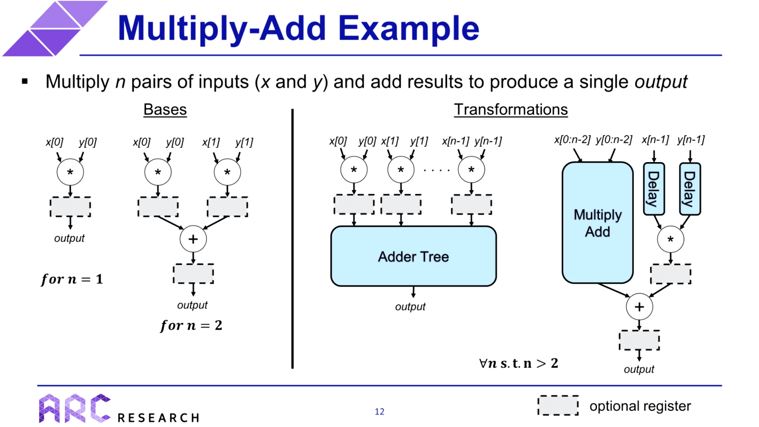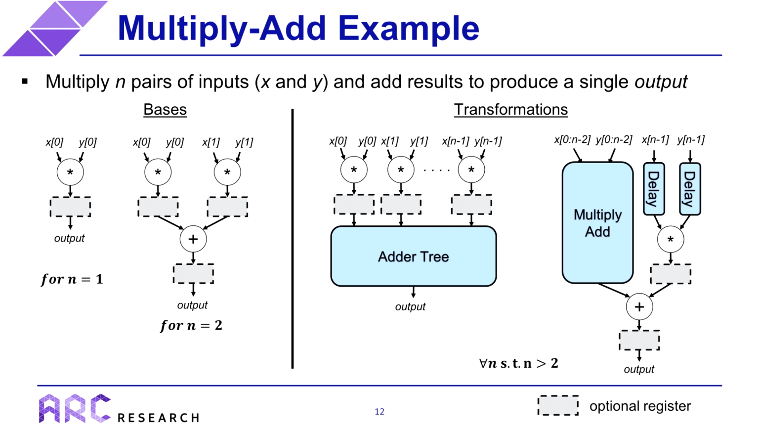So for this IP core, we show two potential bases. The first is just a single multiply for the case of a single pair of inputs. The second base is similar and provides an implementation that multiplies and adds two pairs of inputs. So each of these bases has optional pipeline registers, which adds some additional amount of exploration that can be done.